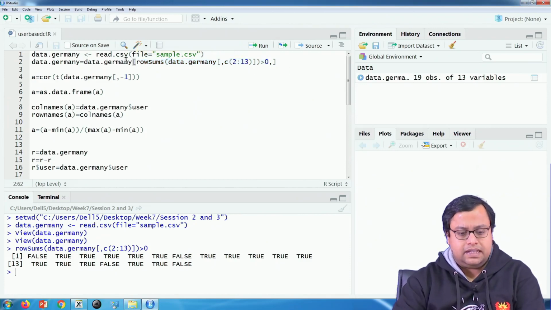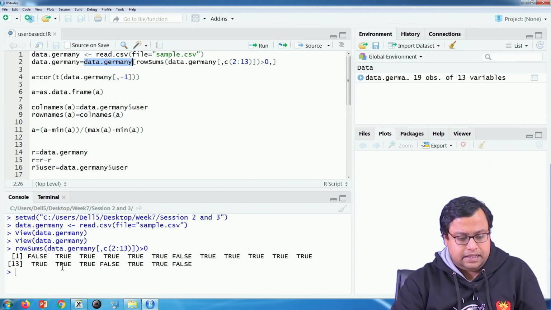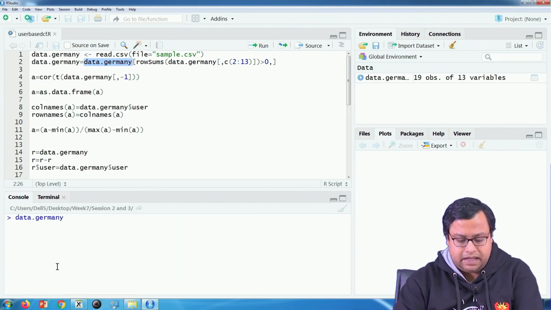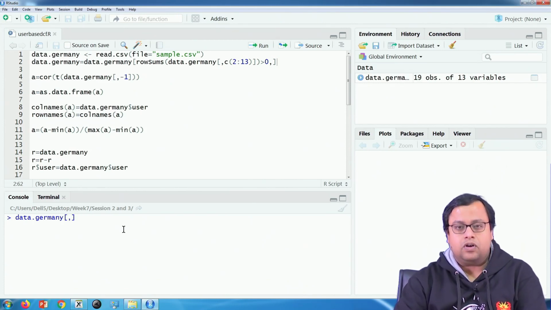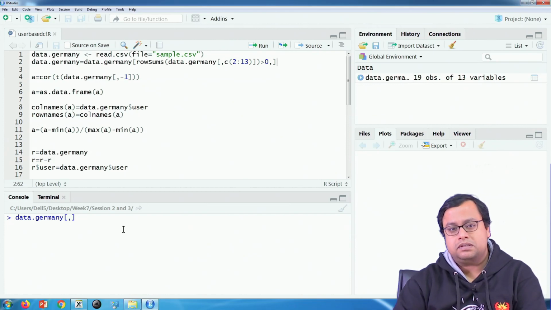If you see that data.Germany, what did I write here? Data.Germany, and then a third bracket. That is what I have written there. This is the third bracket, and the third bracket means a subset of data.Germany. Then I have written a comma. Comma means some rows, some columns. Nothing is written after the comma. That means all the columns, right?